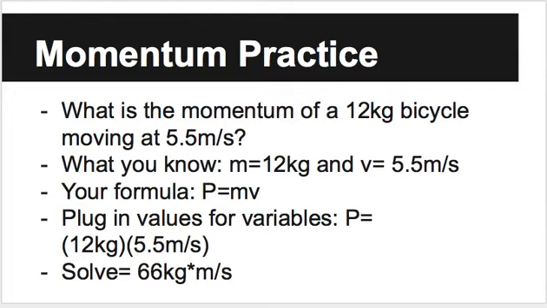So momentum practice. What is the momentum of a 12-kilogram bicycle moving at 5.5 meters per second? You write what you know. You find your formula. You plug in your variables. You get 12 kilograms times 5.5 meters per second. You solve to get 66 kilograms times meters per second.